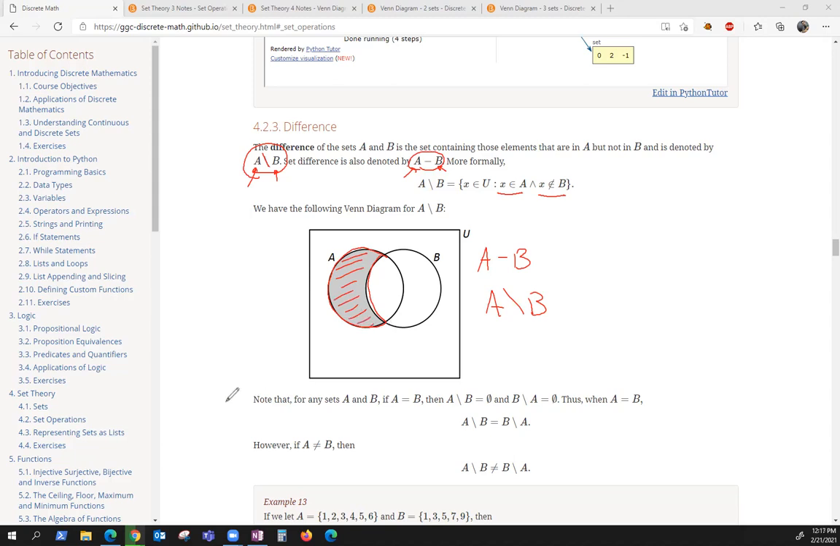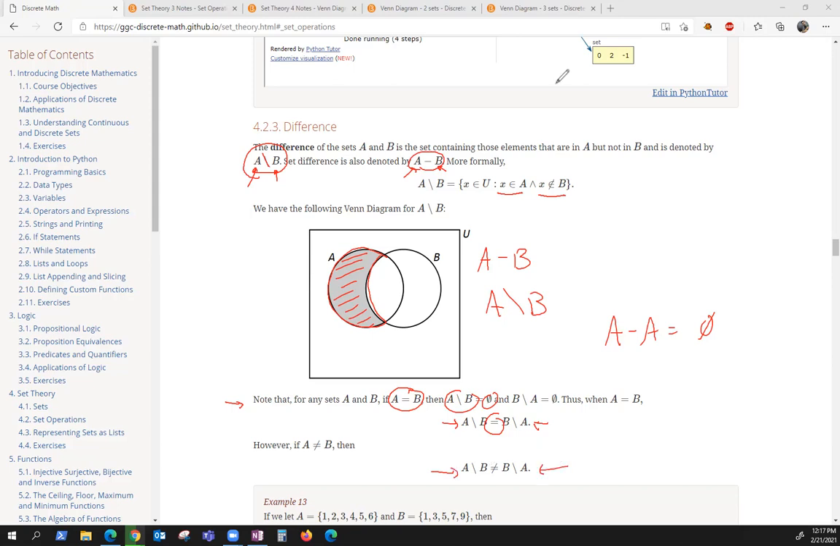Now, this is an important note. In contrast to union and intersection, the order you write these in does matter. A minus B is not the same as B minus A. Also, if A is equal to B, A minus B is the empty set. What this is saying is A minus A gives you the empty set. So that's the only case where we have equality. In every other case, this difference is not going to be the same.